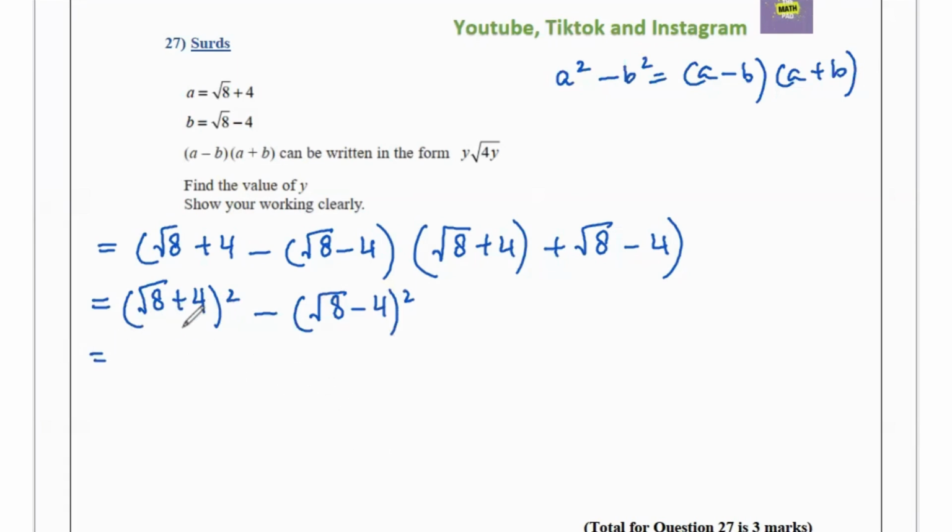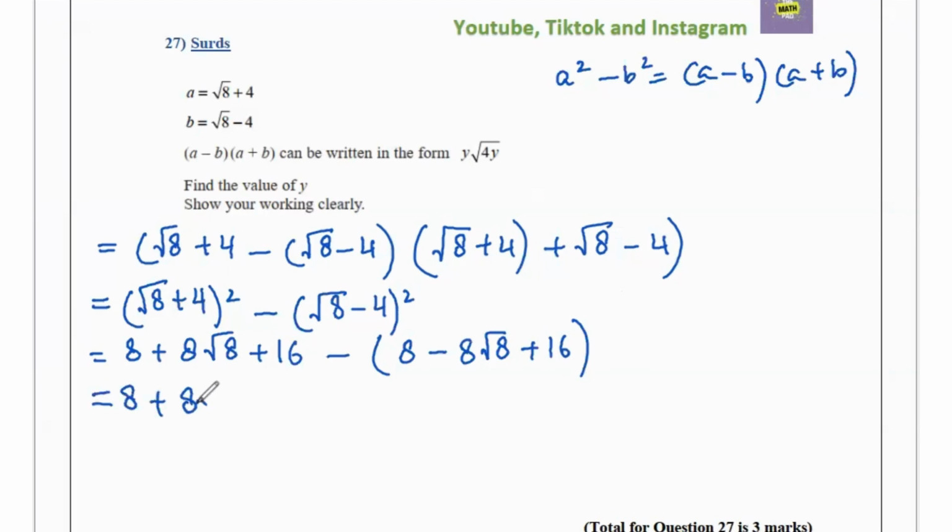So root 8 plus 4 squared will be 8 plus 8 root 8 plus 16, and root 8 minus 4 whole squared would be 8 minus 8 root 8 plus 16. So that's 8 plus 8 root 8 plus 16 minus 8 plus 8 root 8 minus 16, which is 16 root 8.